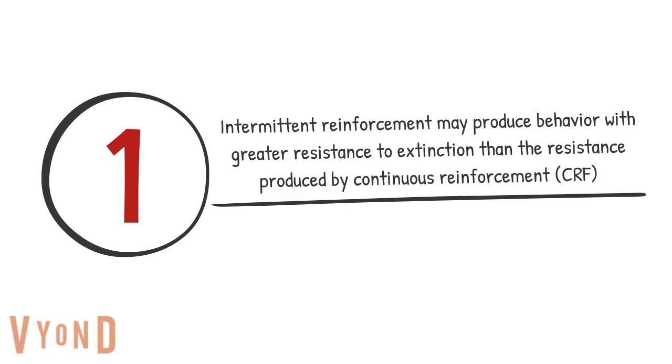Whereas with continuous reinforcement, the learner knows that after every response, they will get reinforcement. And when that reinforcement stops, you'll see less resistance to extinction. Or in intermittent reinforcement, they're not sure, so they'll continue to respond, taking their chances to see if they'll make contact with that reinforcement.